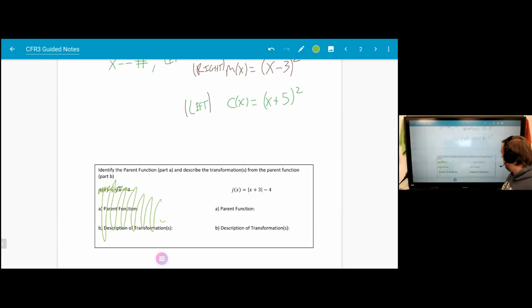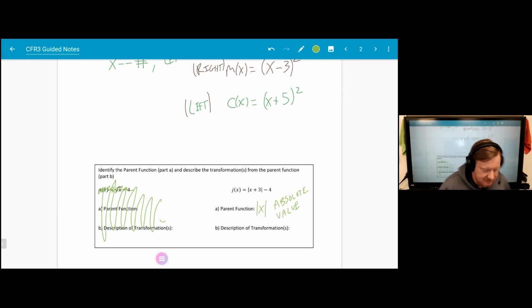Well, if I'm looking here, this says j of x equals, well, they got these vertical bars. If I remember back, that's called absolute value. So this is saying j of x is the absolute value of x plus 3. That's inside the function. Then outside the function is minus 4. My parent function is the absolute value of x, the absolute value function.